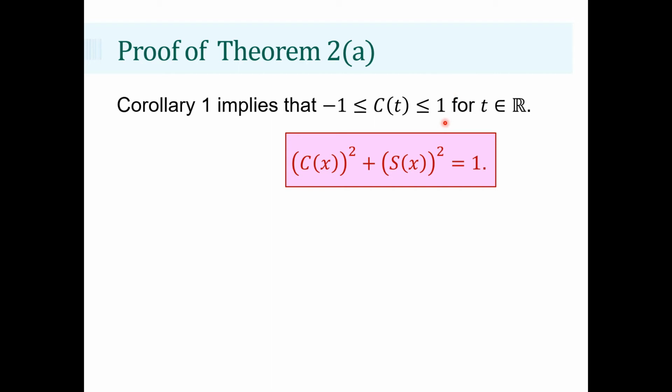Ang pinaka-minimum naman is negative 1 yung C of x natin, kasi pag in-square natin yun, magiging 1 din lang. Plus, tapos 0 ito, kaya magiging 1. So, kaya naging ganito siya. Yung bounds niya ay negative 1 hanggang 1.